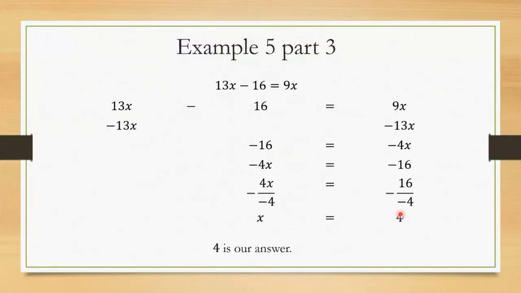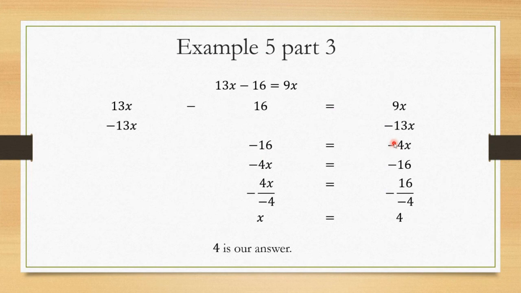Okay, almost there. We're doing good. From here, what do we get? Well, we have 13x minus 16 is 9x. Again, we want to get x all alone on one side. So there's more than one way to approach that. We subtract 13x from both sides. This is one way to do it. Minus 16 is here. Minus 4x is here.